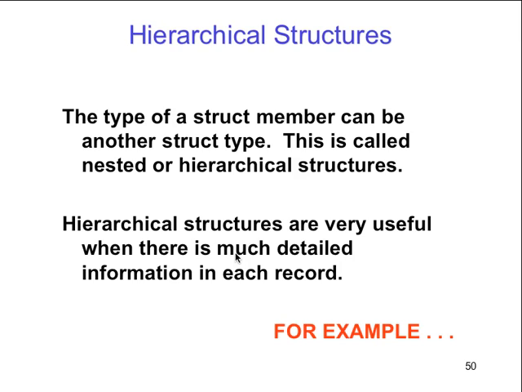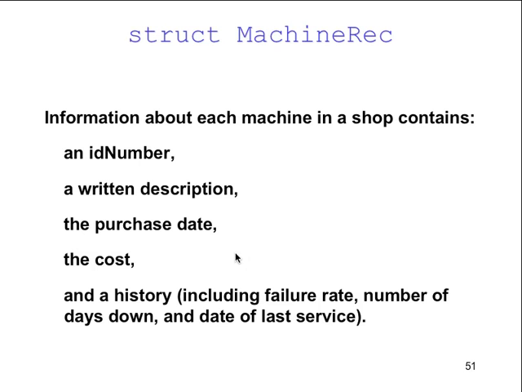So we have hierarchical structures, not inheritance, not to be confused with inheritance. The type of the structure, remember, can be another structure type, so we can use structures inside of structures and nest them. This is called a nested or hierarchical structure, and they're very useful when you have a lot of information and you have much detailed information for each one of the records. And here's an example. Let's talk about machine records as an example.